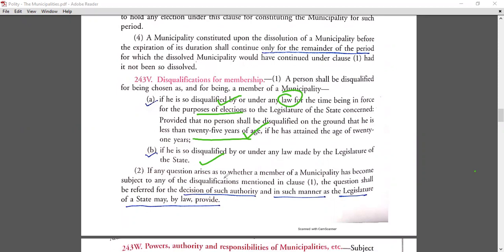Next is, if any question arises so as to whether a member of a municipality has become subject to any disqualification, the question shall be referred to decision of such authority and in such manner as the legislature of the state provide. Suppose regarding disqualification, any question arises, whether it is correct or not, there the state legislature by law can provide or give that authority to any authority. Here it is not mentioned High Court or Supreme Court. Any authority depending on the legislature of a state. So it will vary from state to state. Okay. So here the power has been given to state legislature.